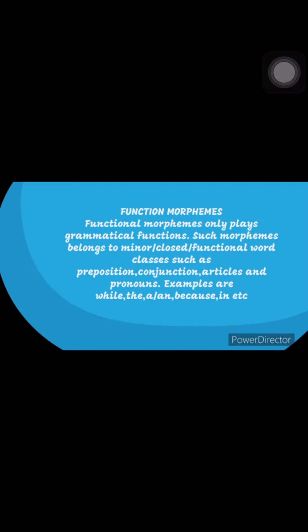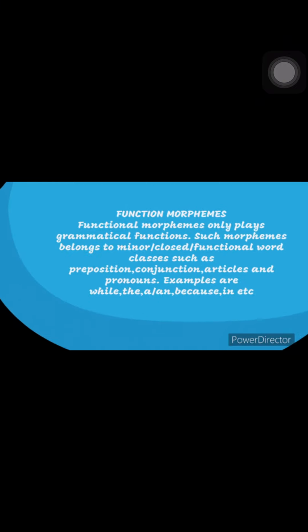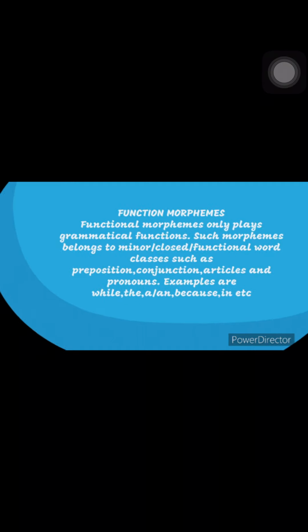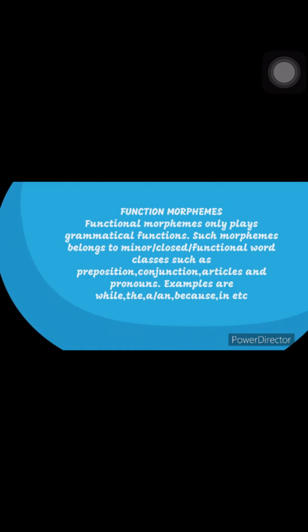Now we have functional or grammatical morphemes. These morphemes only play grammatical functions. Such morphemes belong to the minor closed function word class such as prepositions, conjunctions, articles, and pronouns. Examples of such words are the, an, and, or, while, because, in, etc.